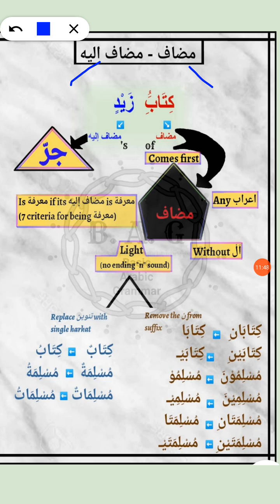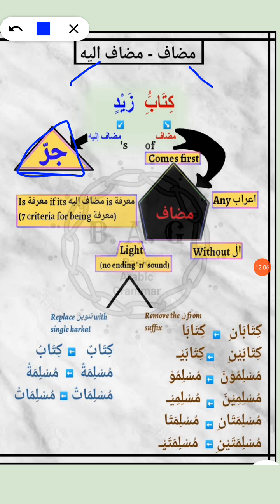So what did we study about these musaf and musaf ilayh? We studied that musaf ilayh is always going to be in jar form. Our first reason for an ism to be in jar form was that it follows a harf jar, making a jar majroor fragment.